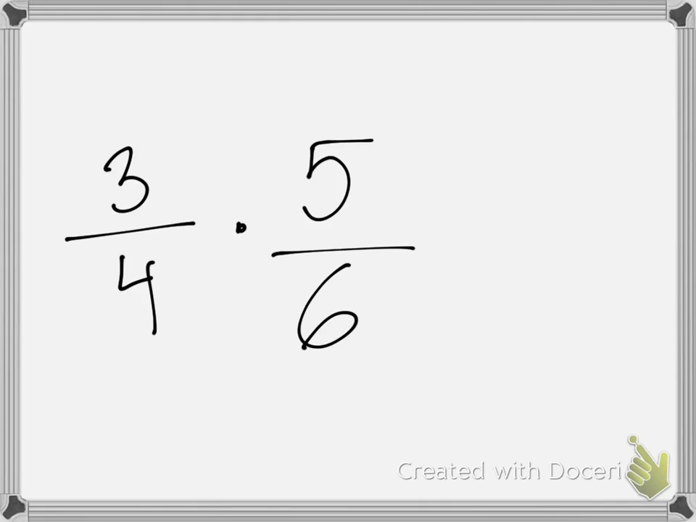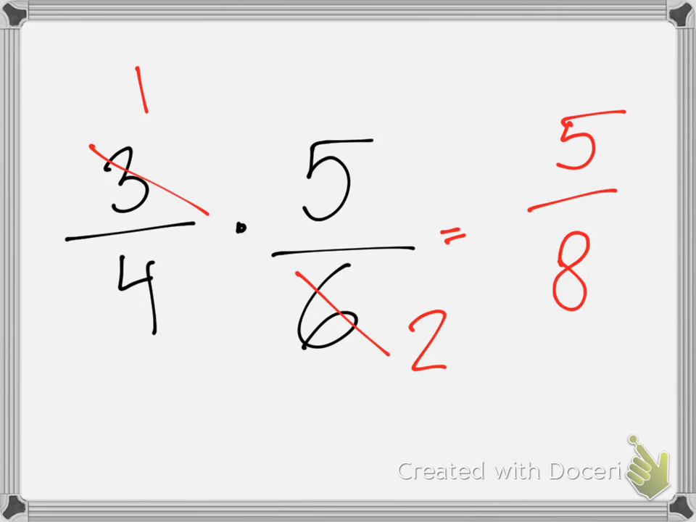We divide them both by 3. What's 3 divided by 3? Nathan. 1. What's 6 divided by 3, Lily? 2. So then I get 5/8. Same thing. All we did was divide by our GCF earlier in our equation.